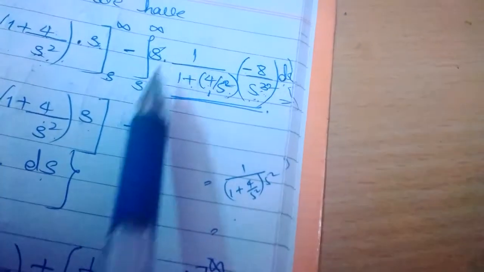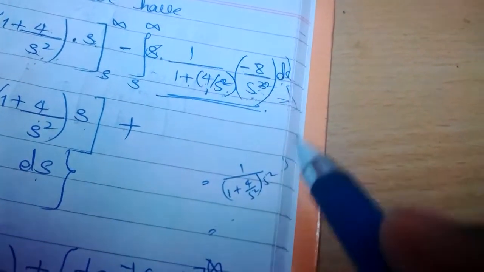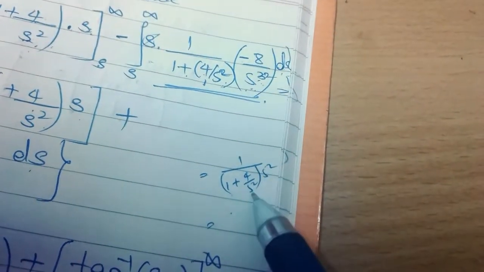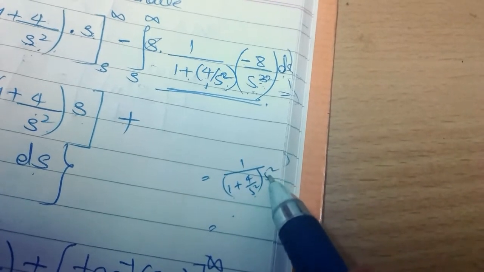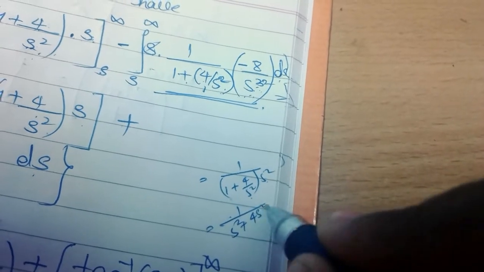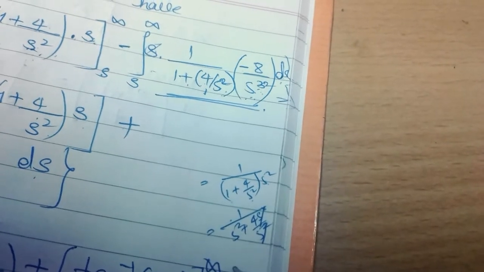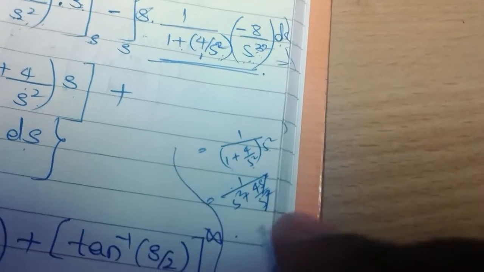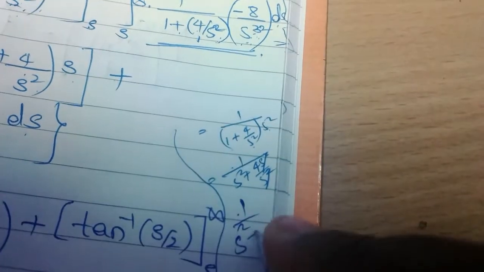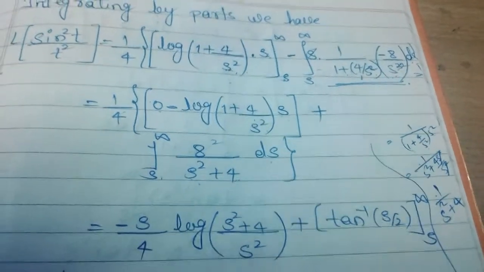See here, I am cancelling the s's, and it will be s square. So it will be 1 plus 4 by s square into s square. Multiply this s square to this bracket, we get 1 divided by s square plus 4 s square divided by s square. So s square gets cancelled. Remaining is only 1 divided by s square plus 4. Therefore it is 8 here, 8 constant as it is, 8 divided by s square plus 4.